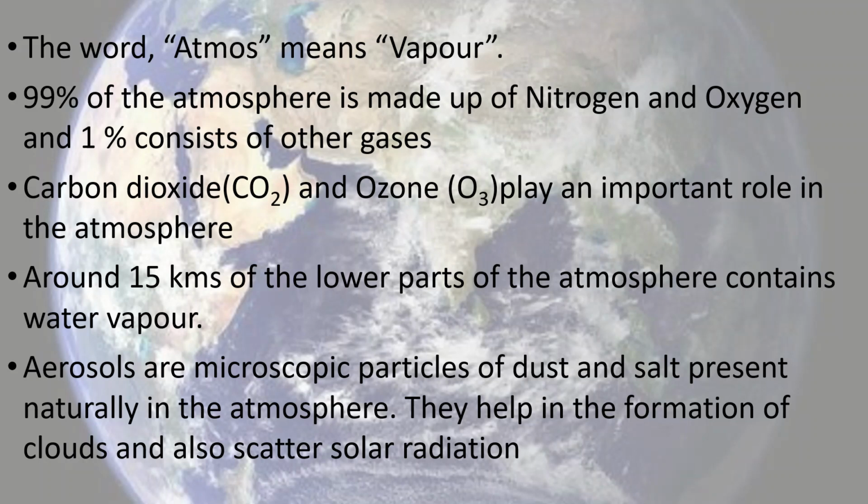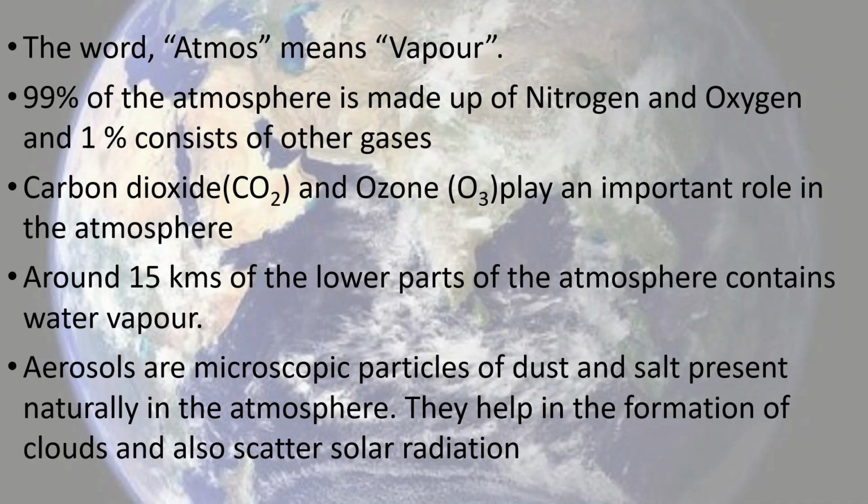Alright, so around 15 kilometers of the lower parts of the atmosphere contains water vapor. And how is water vapor made? It is made by the evaporation and transpiration from vegetation and the different water bodies. This I think you have already done in your different classes.